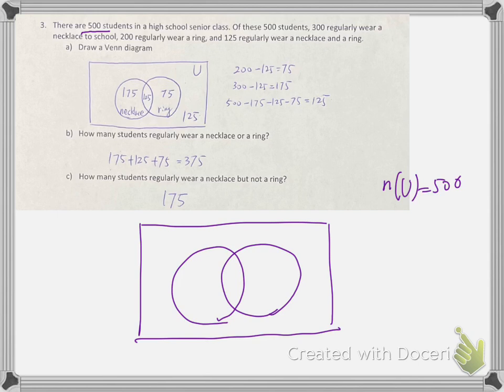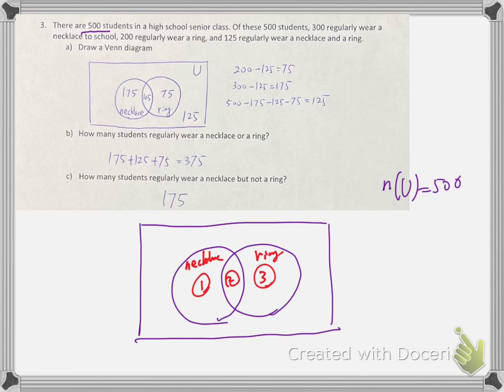And then we have two properties. 300 wear necklace and 200 wear ring. So now you know the meaning of these two circles. This is necklace and this is ring. But some of them may wear both. That's in the middle. So we still call these three parts. Look at these as three parts.